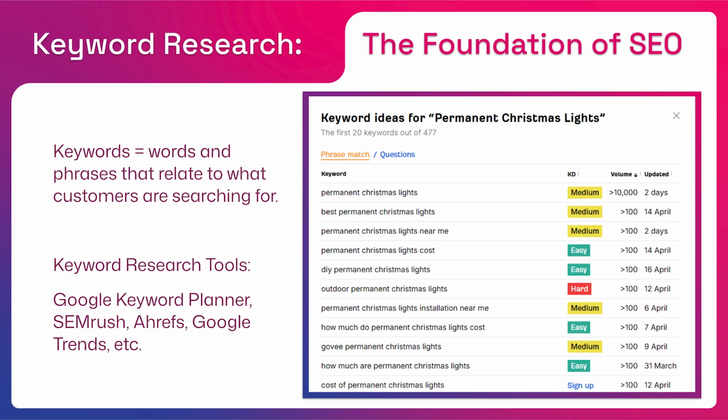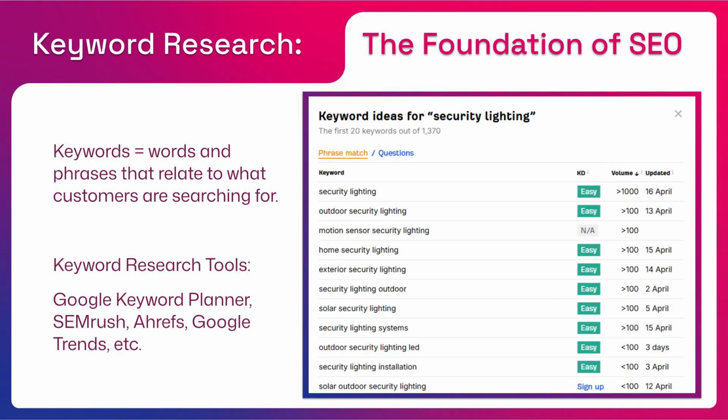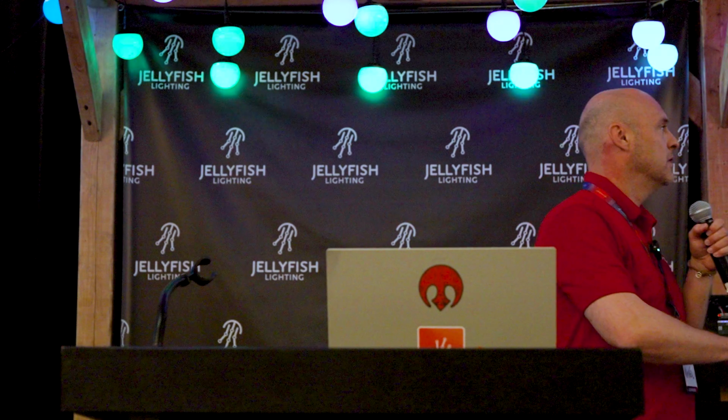Okay? The volume, this is looking back over the last 12 months, how much that keyword is being searched, and when it was last updated. Another one I put in was just Eve lights. You see the volume is not as high, but if we incorporate that, there's ways that when you have 70 different variations of that, and hundreds of them, it adds up. And then security lighting. I mean, what opportunity is there if we wanted to focus on talking about using jellyfish lighting as security lighting on a page or two on the website? Okay. So that's an example of keyword research.